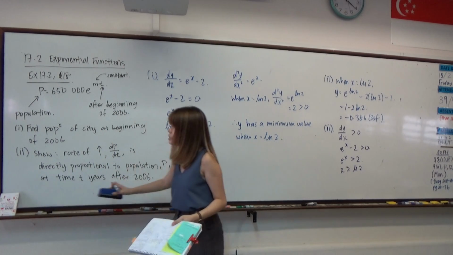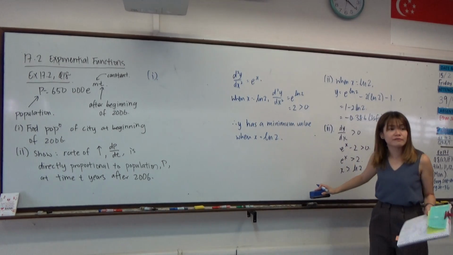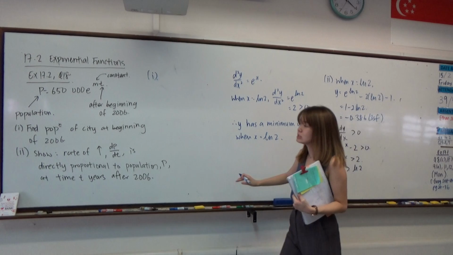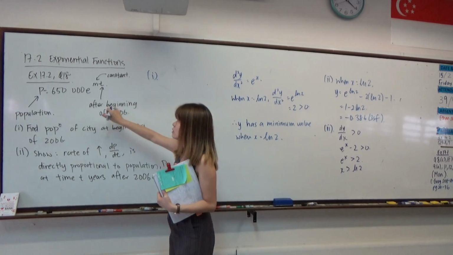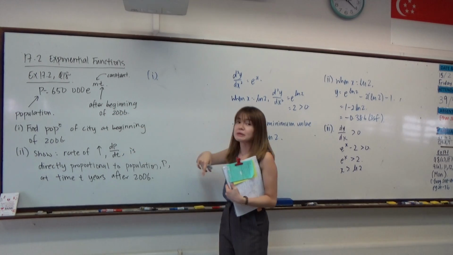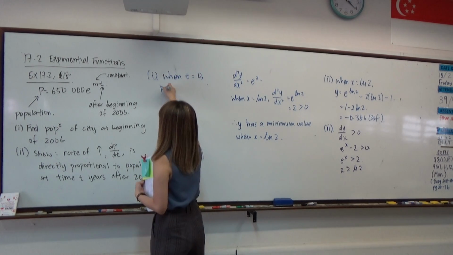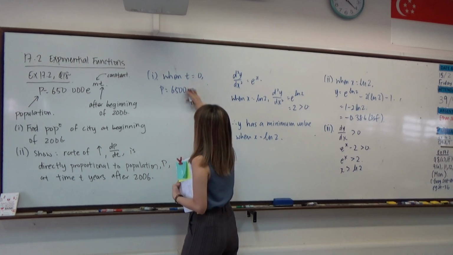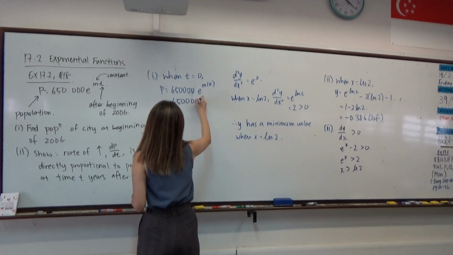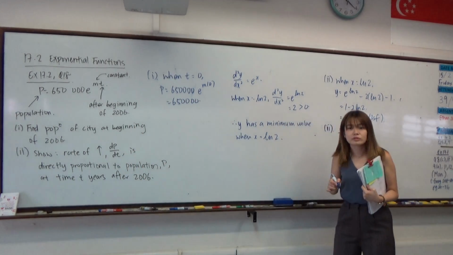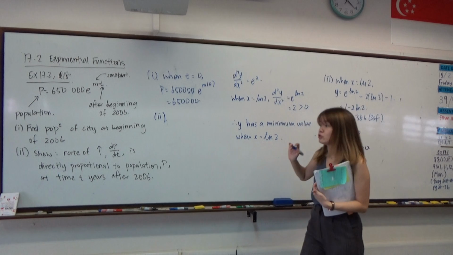Okay, let's first look at question 18, part 1 and 2. Part 1 is straightforward. We have seen such questions when we do exponential questions. At the beginning of 2006, that means what do I have to substitute? T equals 0, because T is defined as the time after the beginning of 2006. So when T is equal to 0, we find that P will be equal to 650,000. So that is the population. Part 1, I think it should be manageable.